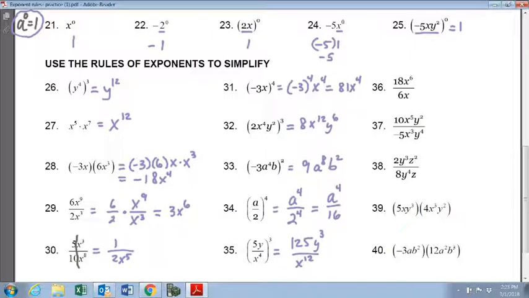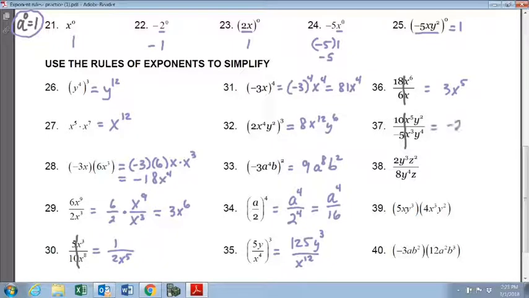Number 36 is very similar to number 30. Again, I think of it as like two numbers or two problems in one. 18 over 6, that's division. You divide there, you get 3, or a fraction that reduces to 3. And x to the 6th over x to the 1st, 6 minus 1, we get x to the 5th.